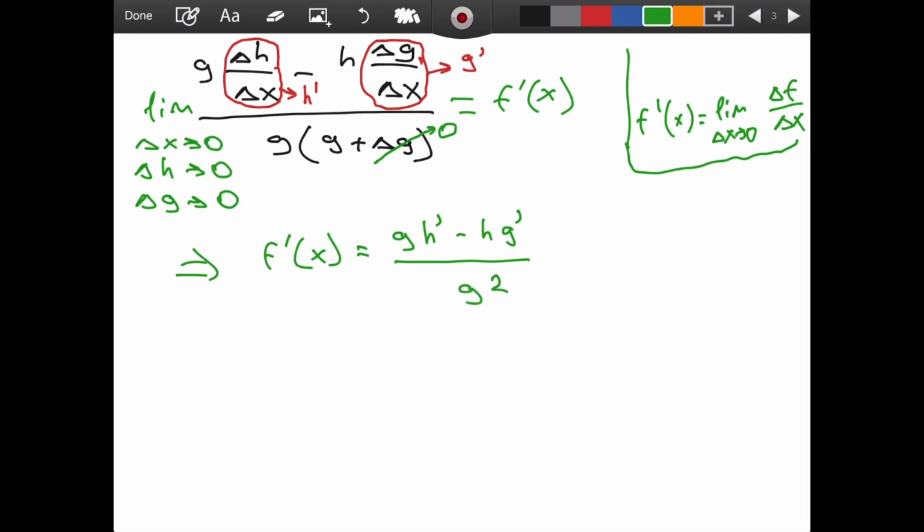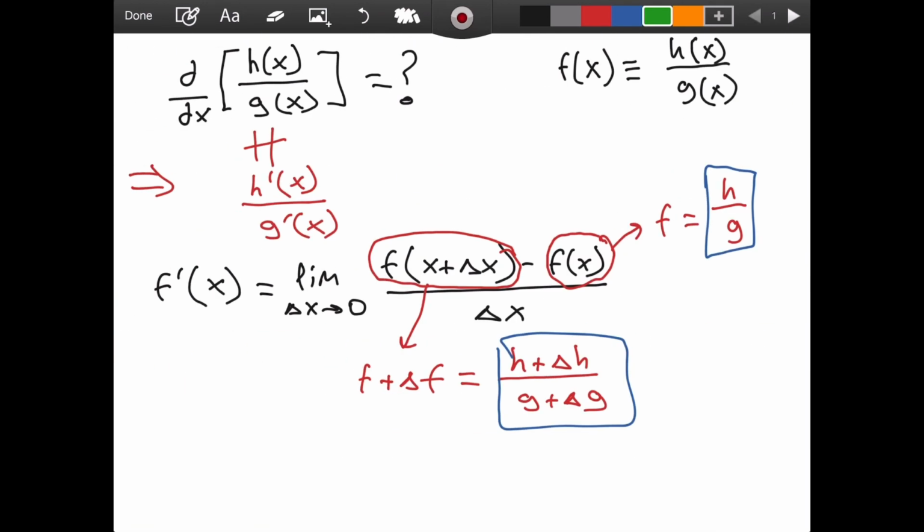Well, what was f? How did we define it at the beginning? If we go back, we defined f as follows. So the derivative of f of x is simply the derivative of the quotient that we were interested in since the beginning.